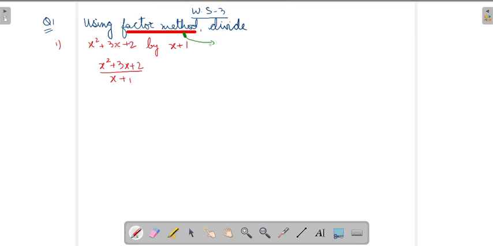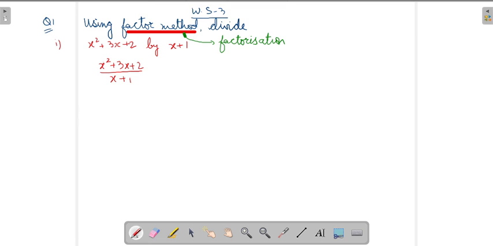Factor method, by using factorization. And factorization method, you know it very well how to do it, by splitting the middle term. So we will use the same method over here, factor method means factorization method. So you have to split the middle term. Let's go for the question.